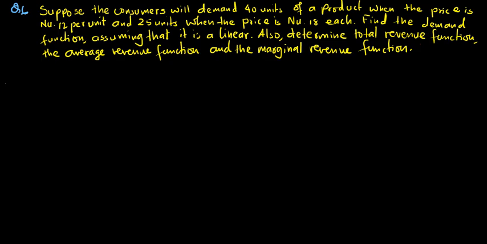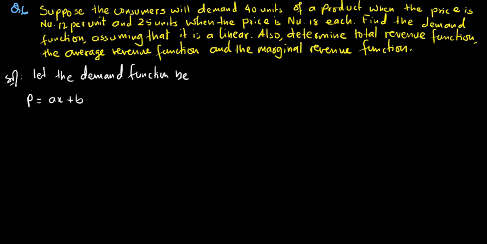So let us assume the demand function. Let the demand function be P is equal to AX plus B, where P is price per item and X is number of units demanded.